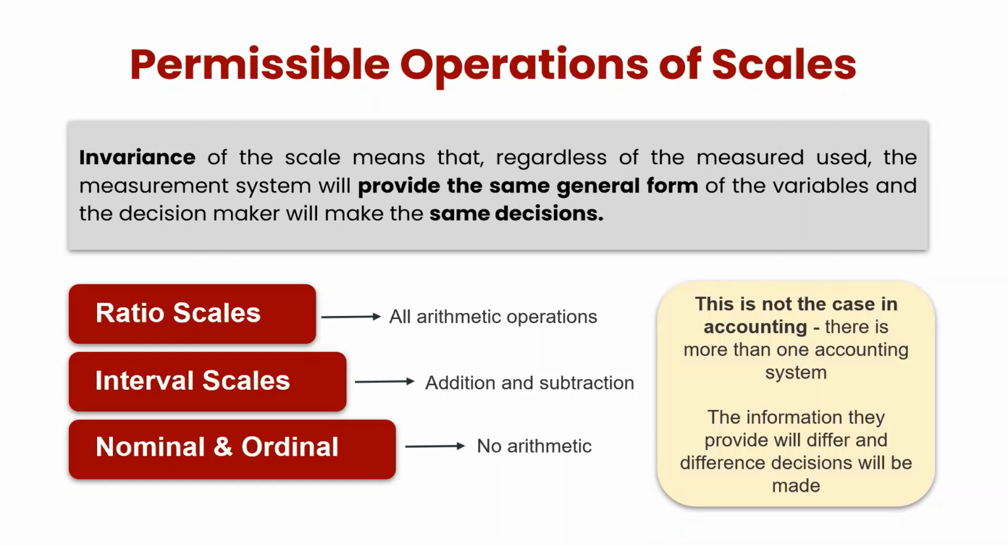Invariance of the scale means that regardless of the measure used, the measurement system will provide the same general form of the variable, and the decision maker will make the same decision. But this is not the case in accounting, because there is more than just one accounting system. The information they provide will differ, and different decisions will be made.